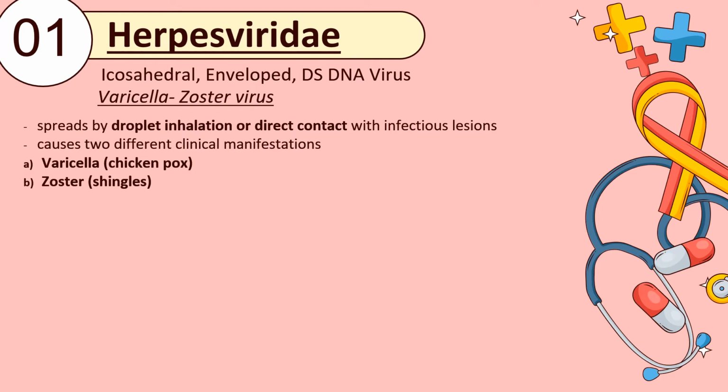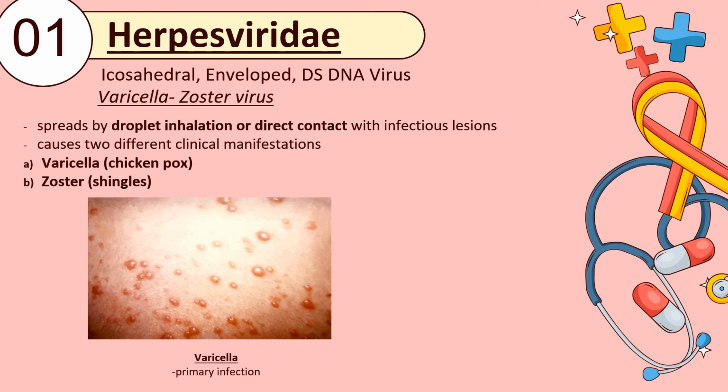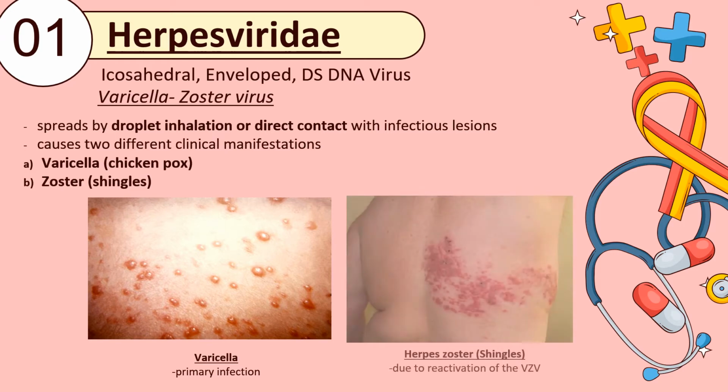Next is your varicella zoster virus. This is spread by the droplet or by inhalation or by direct contact with the infectious lesion. It can be manifested into two different clinical manifestations. One is varicella or the chickenpox, which is the primary infection, and the other one is zoster or shingles. This is due to reactivation of your varicella zoster virus.